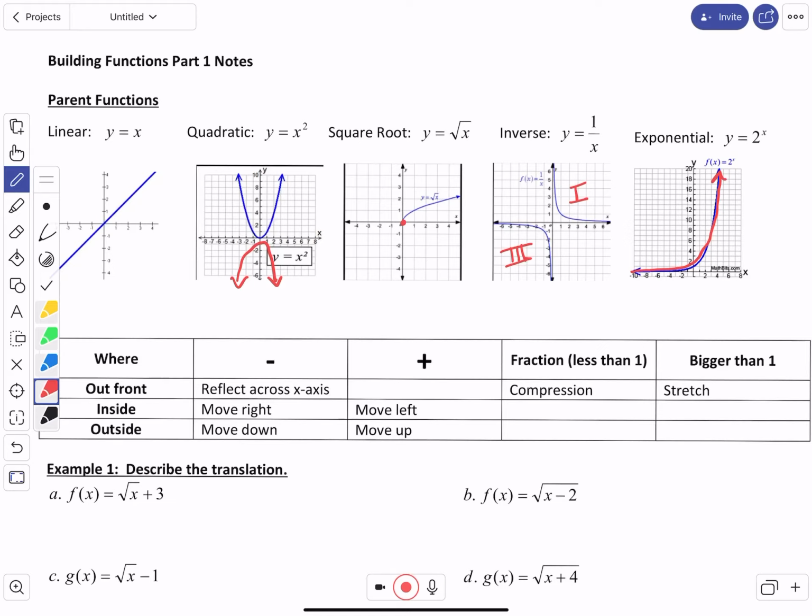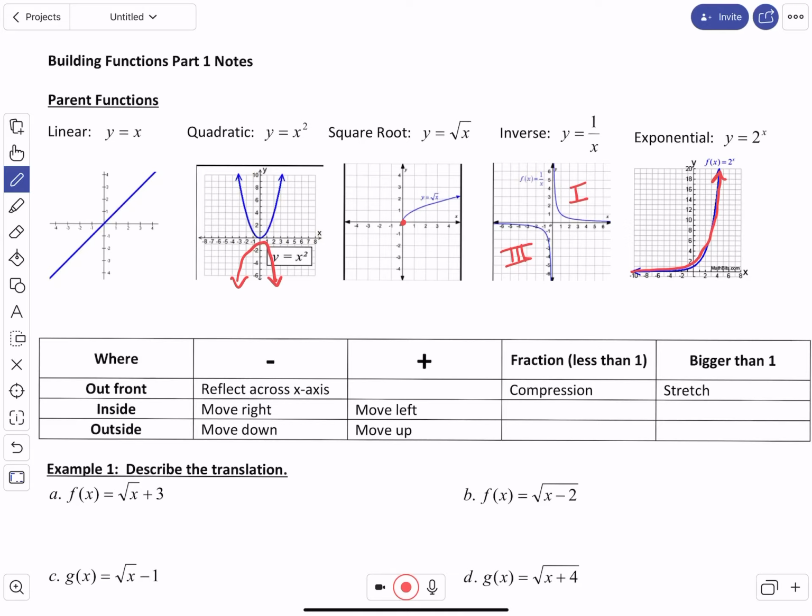And what we're going to start doing to these graphs is we're going to move them around. We may reflect them. We may compress them. We may stretch them. And so you want to pay attention to this table here. This table is really going to help you figure out what's being done to your graph. And where your numbers are is going to play a key role in what's being done to the graph.